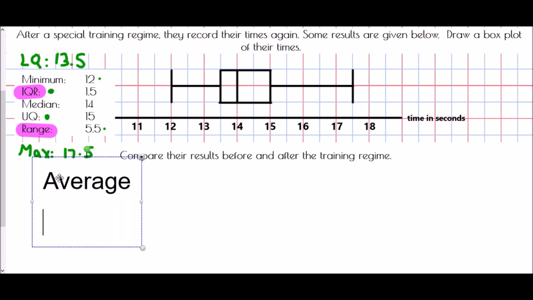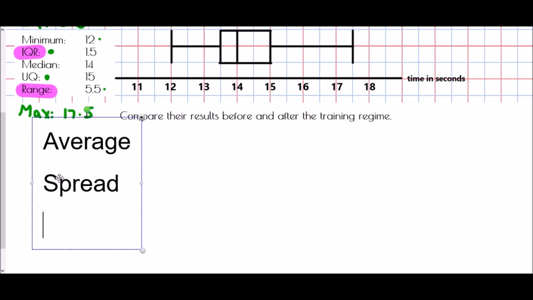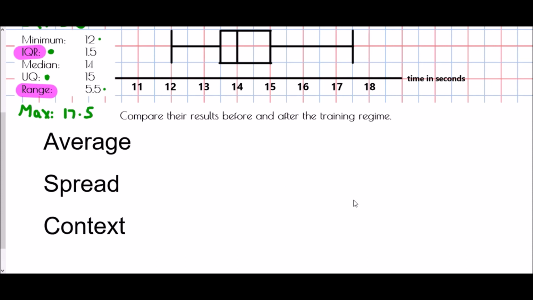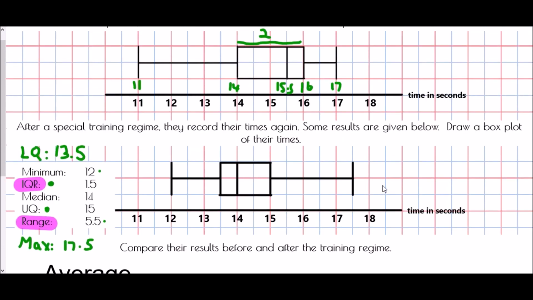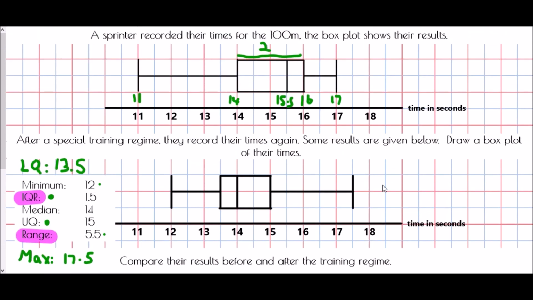We should compare the spread. And because we've got the box plots, we might want to talk about maximums or minimums, or mainly we would look for context. So what it actually means in terms of the question. So the first thing we need to focus on here is the average. So what about this diagram is an average?